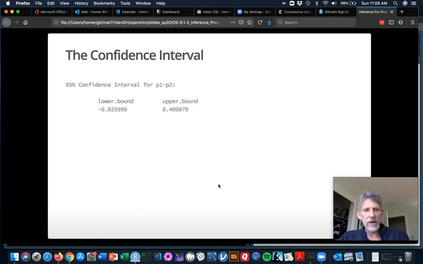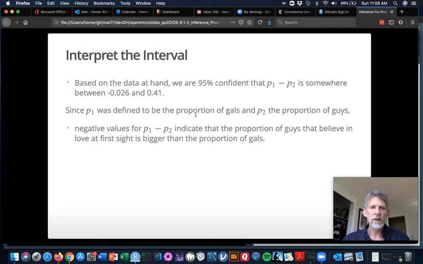Now let's take a look at that confidence interval that comes right underneath the point estimate and the standard error. This is a 95% confidence interval for P1 minus P2. And it goes from minus 2.5% to positive 40%. So what does that mean for us? Well, our standard interpretation is that we're 95% confident that P1 minus P2 is somewhere between minus 2.5% and really rounds to more like 41%.